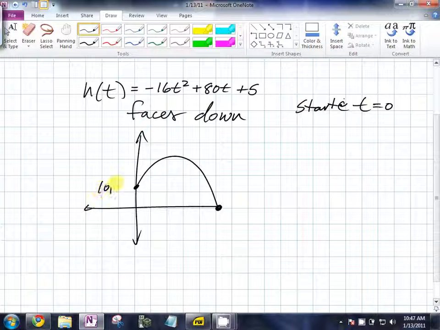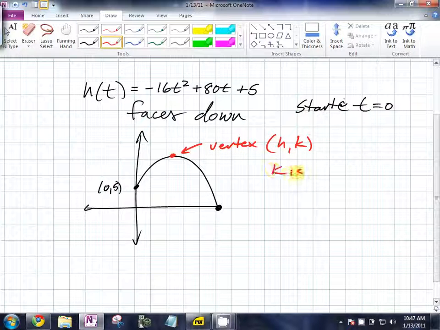So it's asking you two things in this question. What's the first thing it asks you? What is the maximum height? So what point are you trying to find? What's that point called? The vertex. You want to find the vertex, right? The vertex is going to be of the form we call (h, k). So k is the max height.